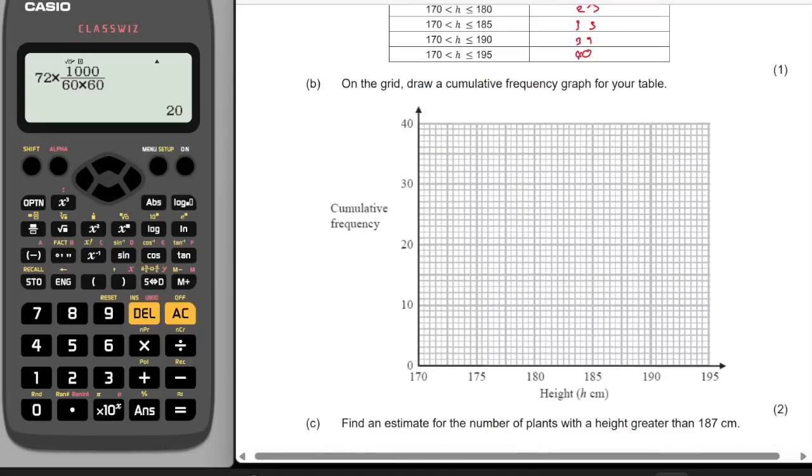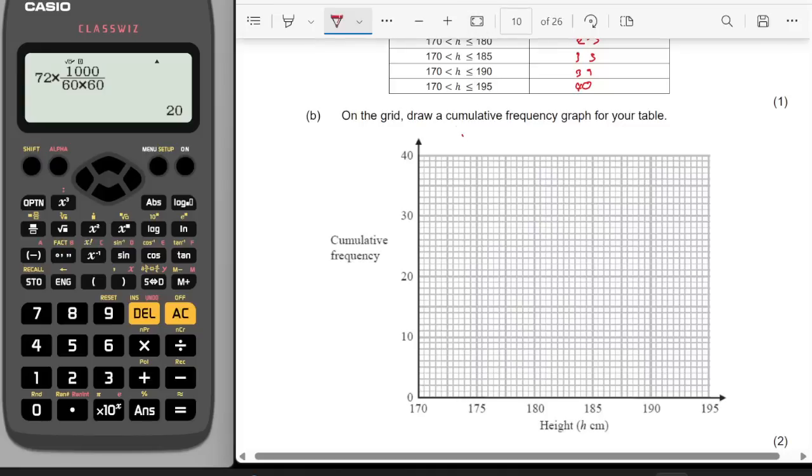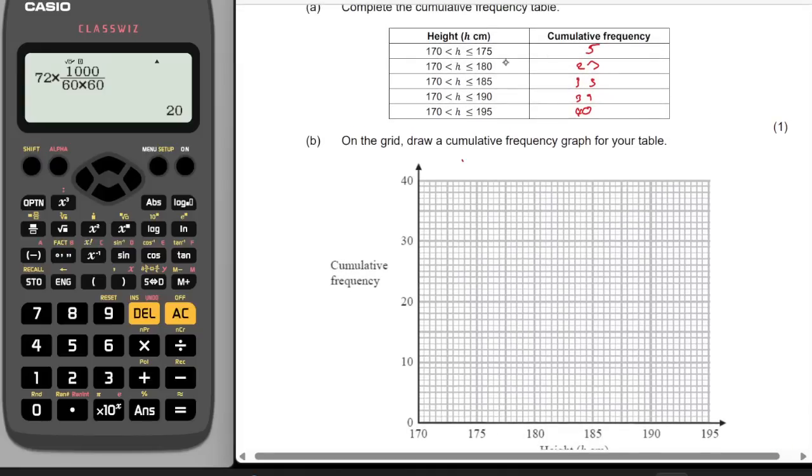On the grid, draw the cumulative frequency for the graph from your table. So each point goes at the maximum of each group. So I'm looking at plotting 5 at 175, so that would be my first cross. Then I'm looking at 180 and 23. Then I'm looking at 185 and 33. Then I'm looking at 190 and 39, and then finally 195 and 40.